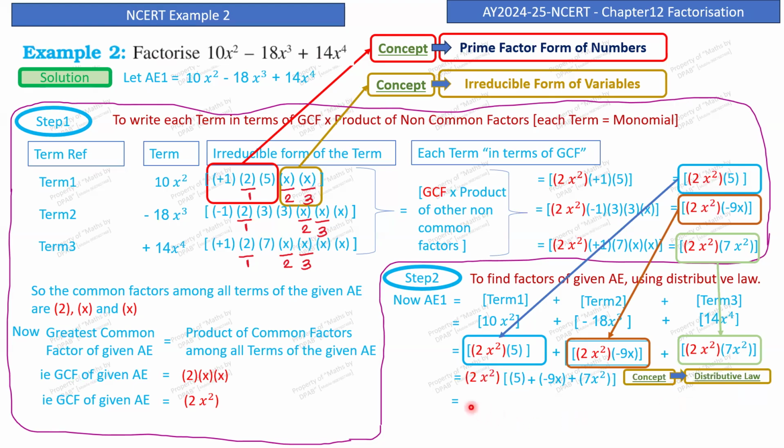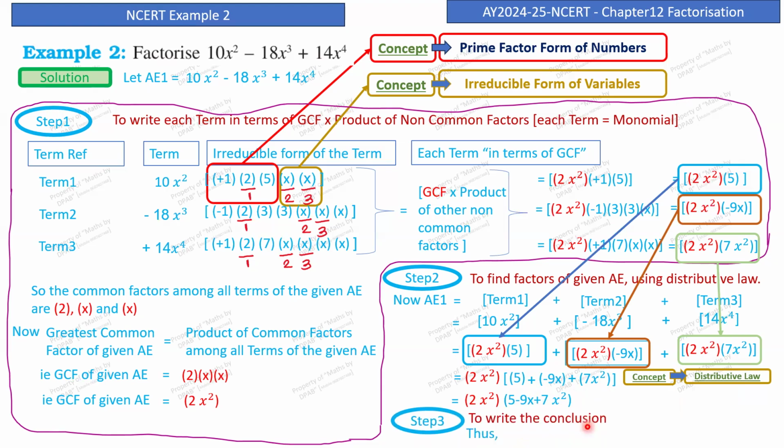So now, which is equal to 2x to the power 2, and we are just simplifying all this. So what is this? It is 5, plus into minus, this second term becomes minus 9x, plus the third term becomes 7x square. So this is what it is.